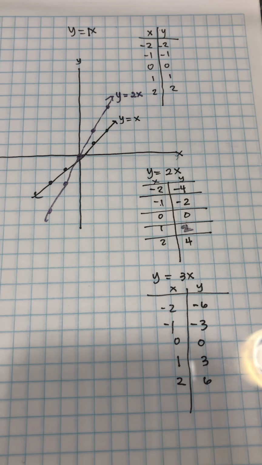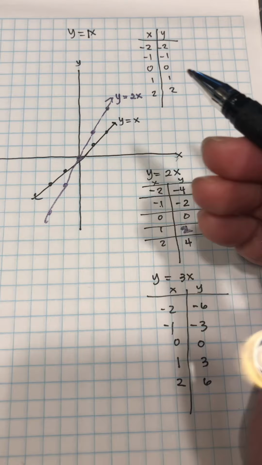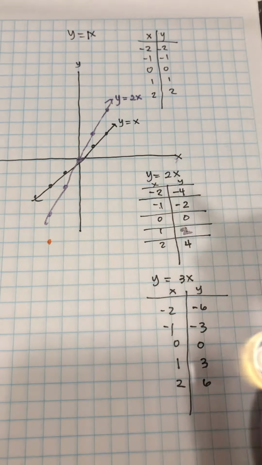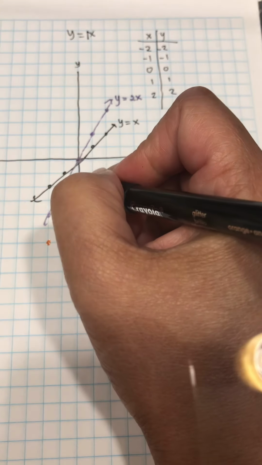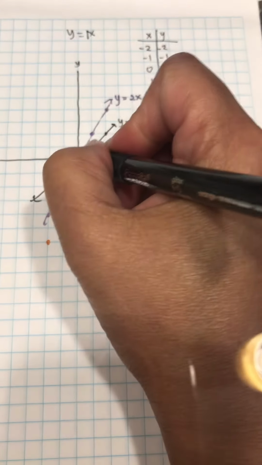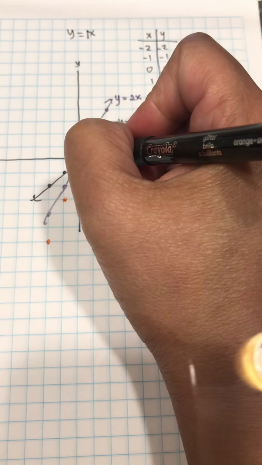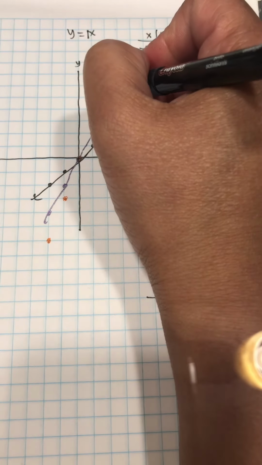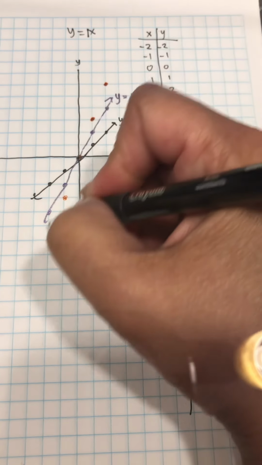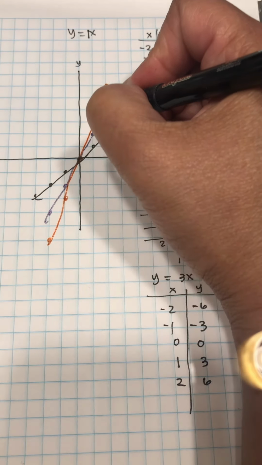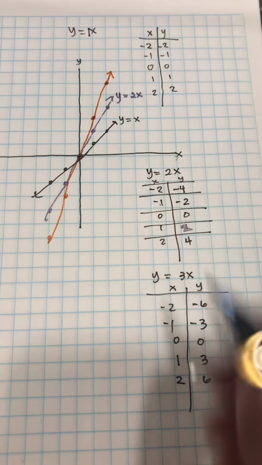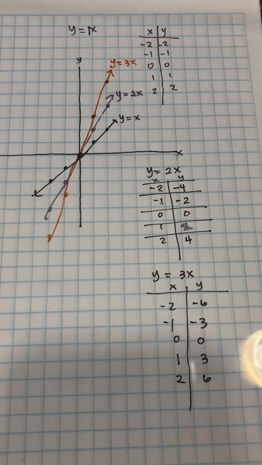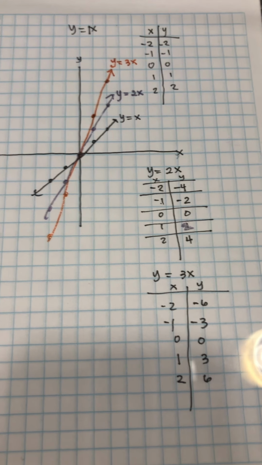All right, let's plot our points. -2, 1, 2, 3, 4, 5, 6. -1, -3. 0, 0, 1, 3. 2, 6. All right. There we go. So that's y equals 3x. So was our prediction right? It's still passing through 0, 0.